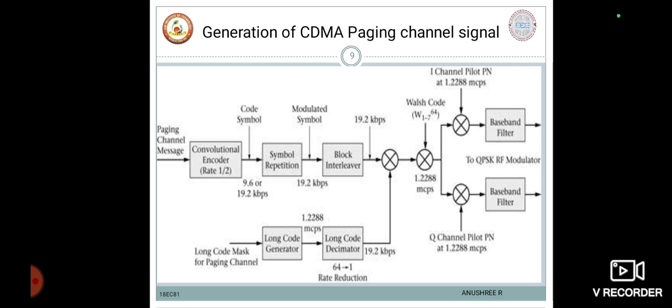The paging channel undergoes an additional scrambling operation using the long pseudo noise spreading code sequence. The long pseudo noise code is generated by using a 42-bit linear feedback shift register, that is LFSR, that yields a repeating sequence of length 2 to the power of 42. The paging channel message also goes through a convolutional encoding process, symbol repetition, and block interleaving before being scrambled by a slower version of the long pseudo noise code. So this is about the paging channel.